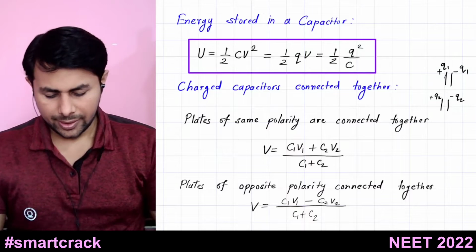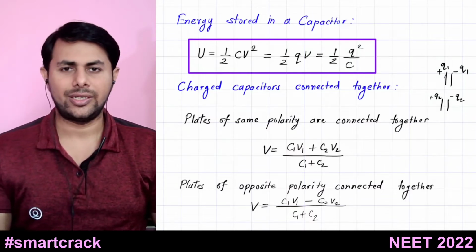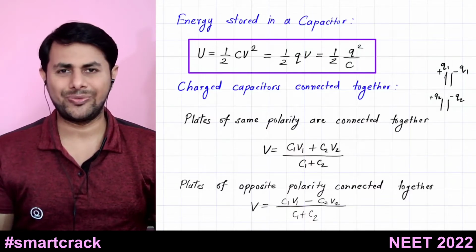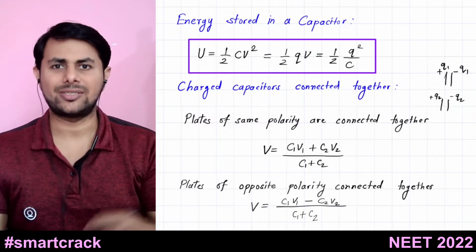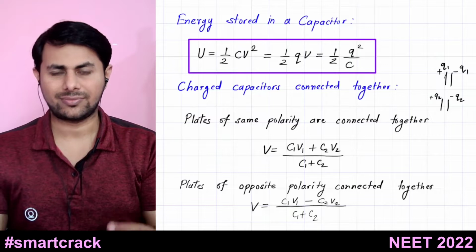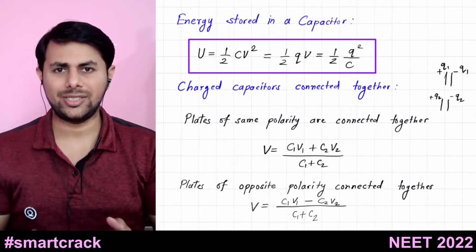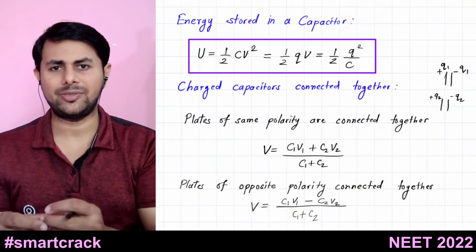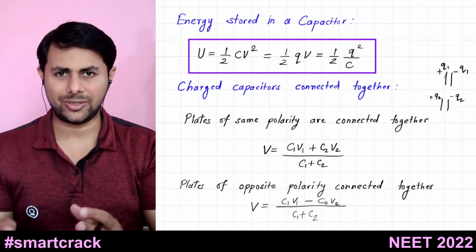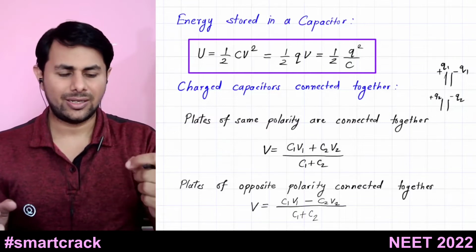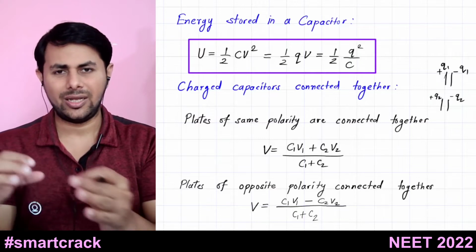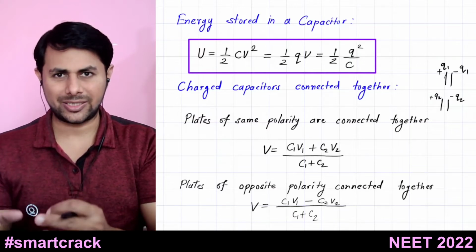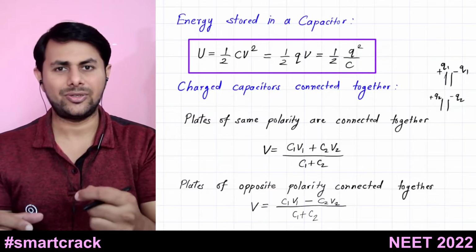After that, we have energy stored in a capacitor. Why would there be any energy? It's because you are charging a capacitor. When you are charging it, there will be some energy stored in it, because if you put some positive charge and then bring a little more positive charge, there will be a repulsion between the original positive charge present over there and the charge that you are bringing.